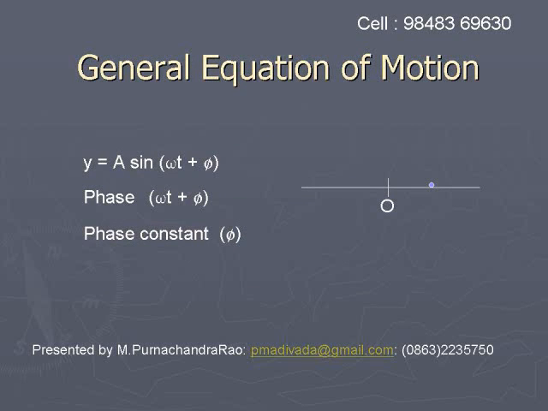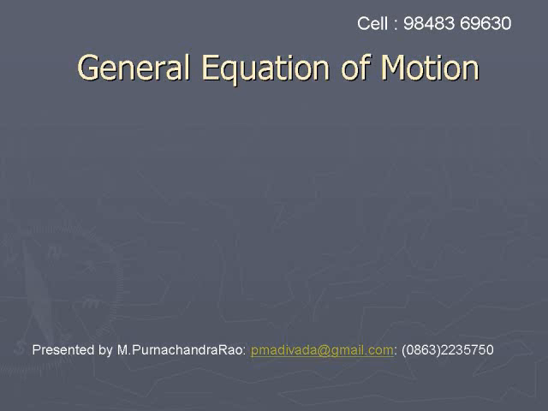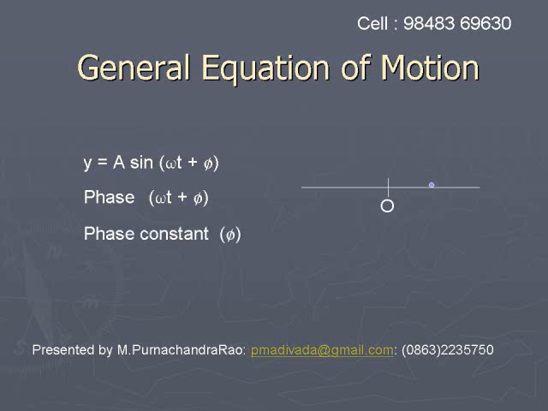General equation of motion. The general equation of motion is given by y is equal to a sin omega t plus phi. In this equation, a is amplitude, omega t plus phi is phase. Phi is known as phase constant.